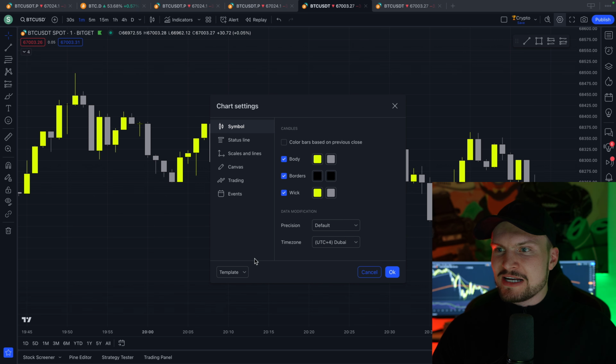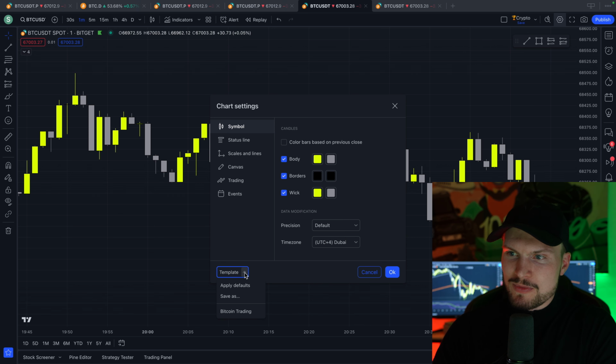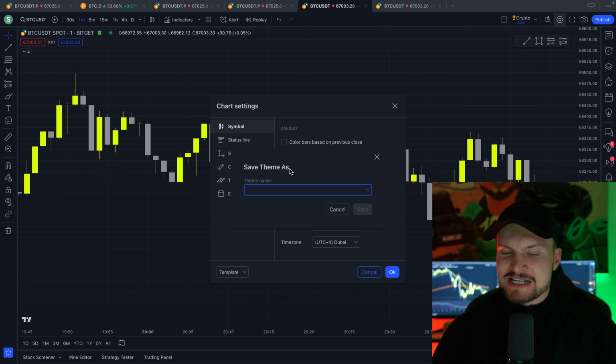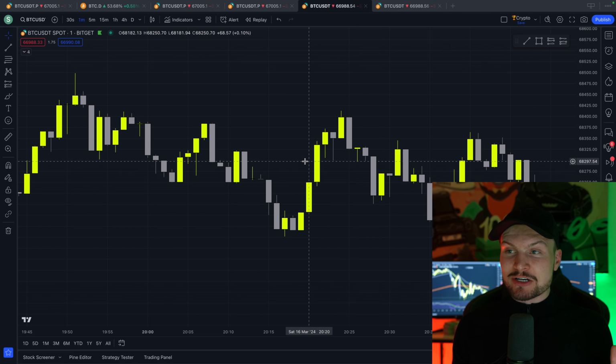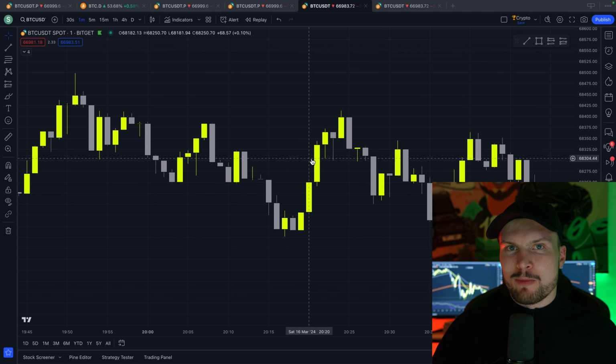And also, you can click right here on the bottom on this arrow and click on Save As. So for example, you can name this Bitcoin basic chart, and then next time it's always saved. So this here is really, really helpful. So save it, and now it looks way cleaner and more calm. Like I said, you can use any color you want, or you can just copy my color.